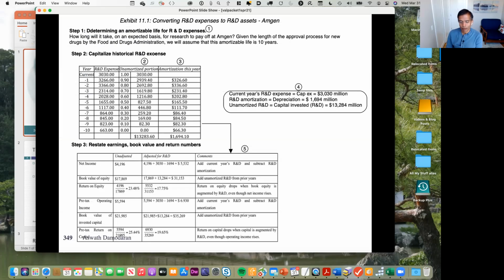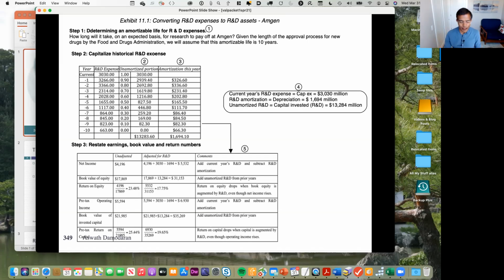So I'll give you an example. About 10 years ago, I valued Amgen. You're familiar with Amgen, right? Largest biotech company in the world. It's now more like a pharma company than a biotech company. Lots of R&D. I gave it a 10-year life. Why? Because in the pharmaceutical business, it takes a long time to get from R&D to a commercial product. I capitalized the R&D. And remember how we did that? We basically go back 10 years and we write off. So we keep track of how much you're writing off, 1.694 billion, and what's left of previous years' R&D. And then we adjust all our numbers.